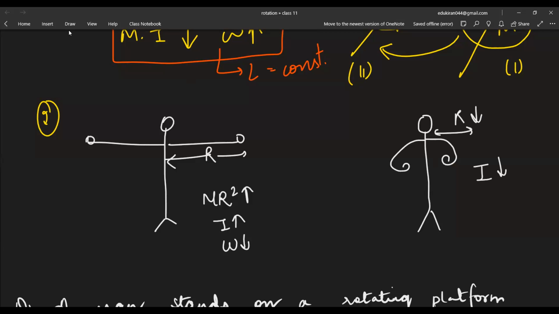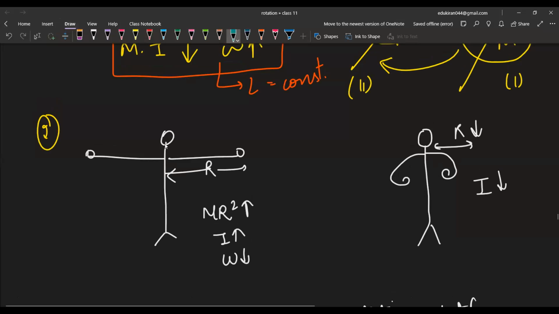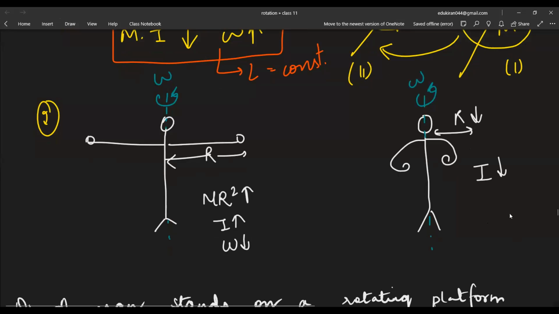Let's talk about the axis. Let's say this was the axis. So she was spinning here with omega. Now this is the same axis. She'll be spinning with omega. What will be the difference? Now the omega has increased so that the value of angular momentum in both the cases is the same. Both the values of angular momentum, initially and finally, should be the same.